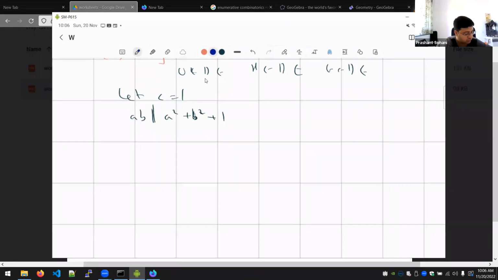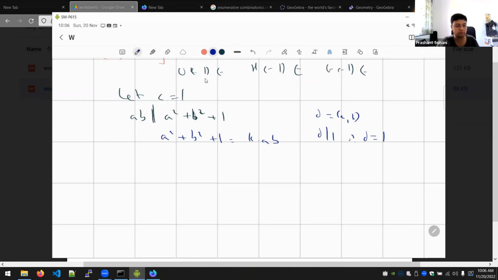The first thing we have to realize is that it's necessary that a and b are co-prime. Basically what we are saying is a square plus b square plus 1 is equal to some k times ab. Whatever is the GCD d of a and b, you'll see that it divides 1. Therefore d has to be equal to 1. So whatever is the solution of this equation, a and b have to be co-prime.